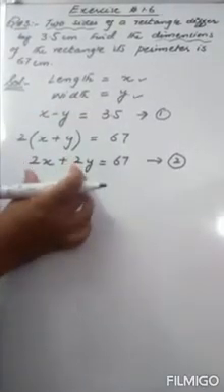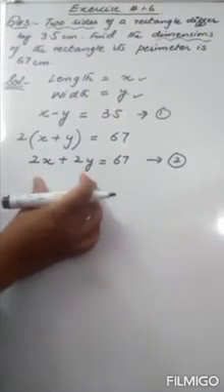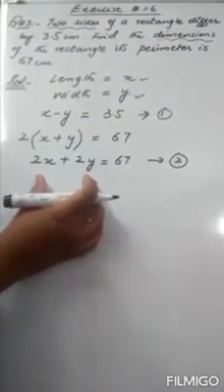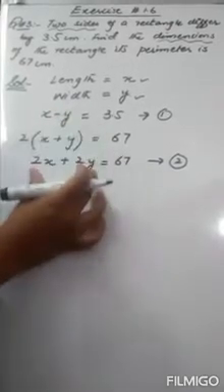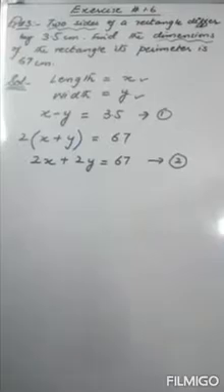Now you will follow the same steps as we have done in question number 2 and question number 1 for the matrix inverse and for Cramer's rule. You have two equations. You can solve them with any method.